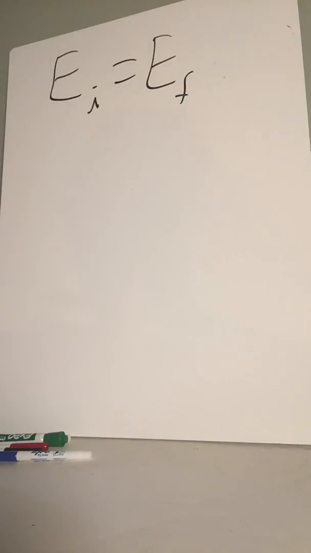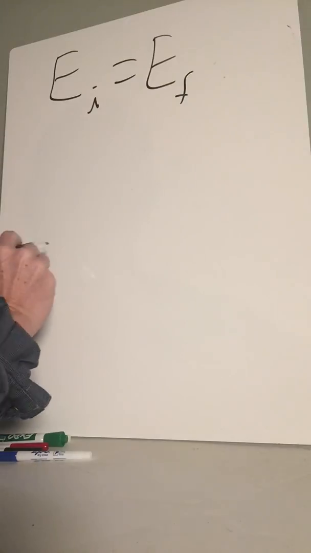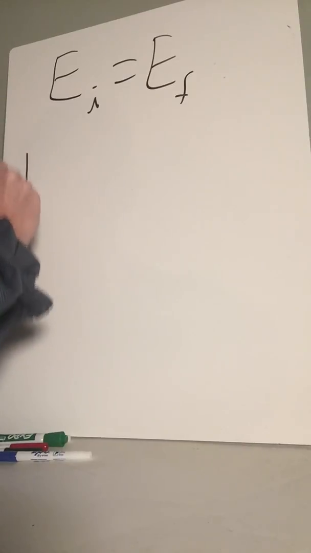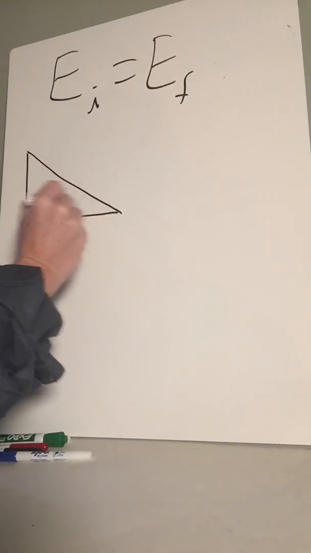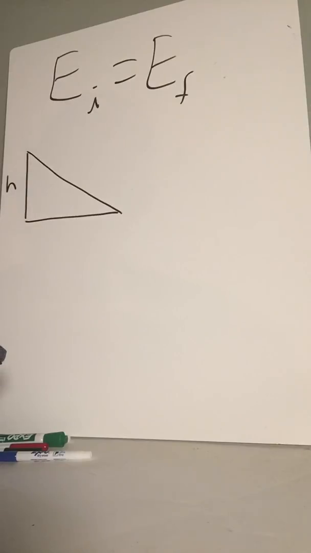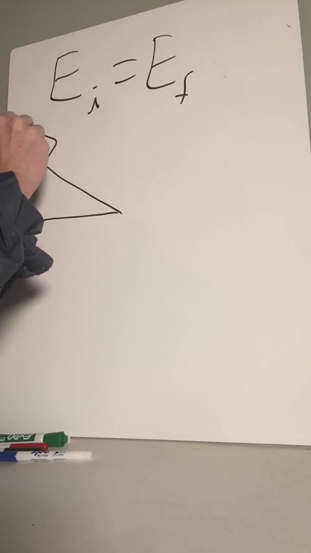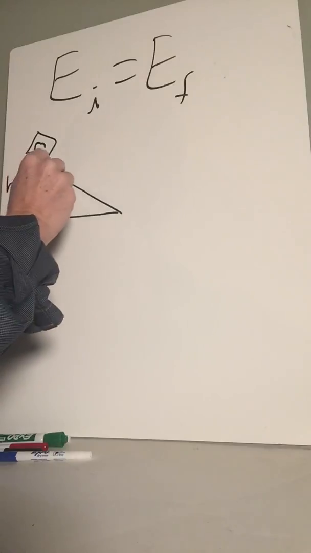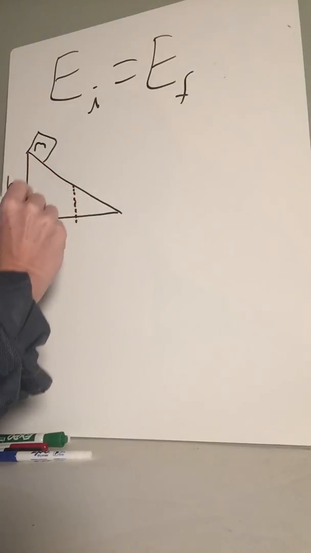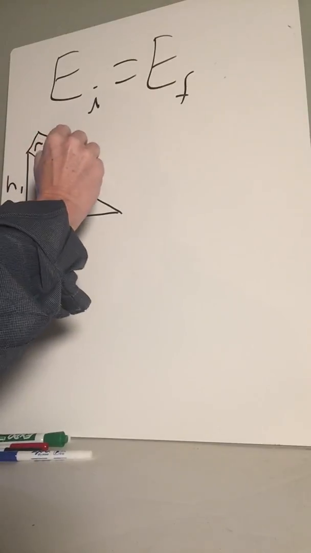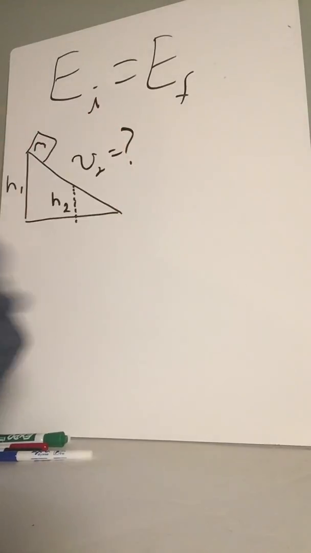So, for example, let's say we've got a ramp, there's a height, and I have a block sitting here of mass m. Let's say I really want to know how fast is it going when it reaches a height 2? Maybe that's the question I'm asking.